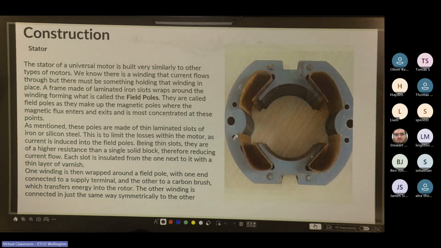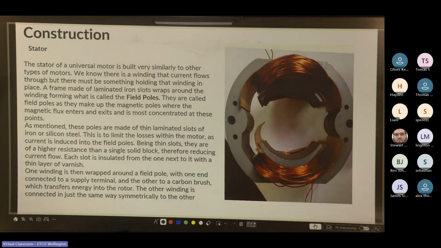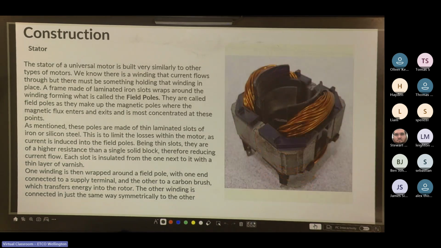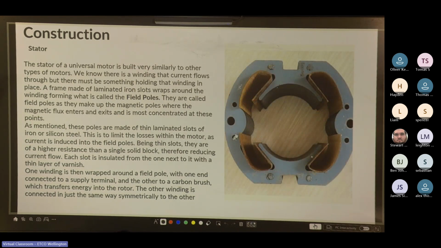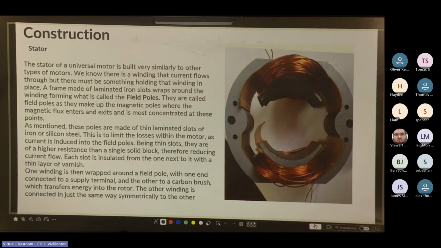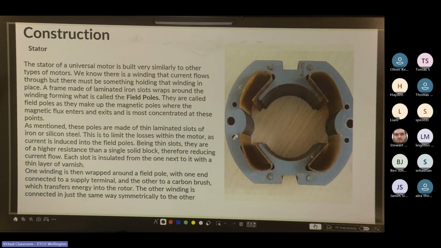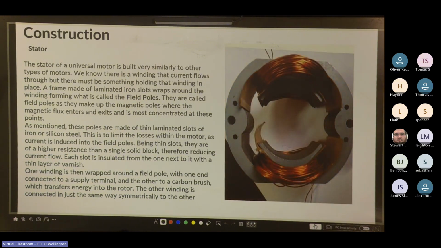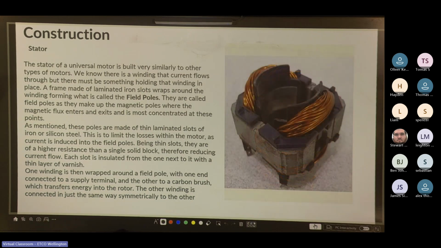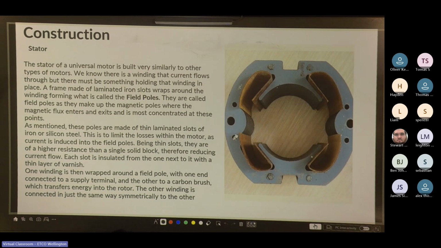Cool. So the construction. So you got the stator. The stator of a universal motor is built very similarly to other types of motors. We know there is a winding that current flows through, but there must be something holding that winding in place. A frame made of laminated iron slots wraps around the winding, forming what is called the field poles. They are called field poles as they make up the magnetic poles where the magnetic flux enters and exits and is most concentrated at these points.